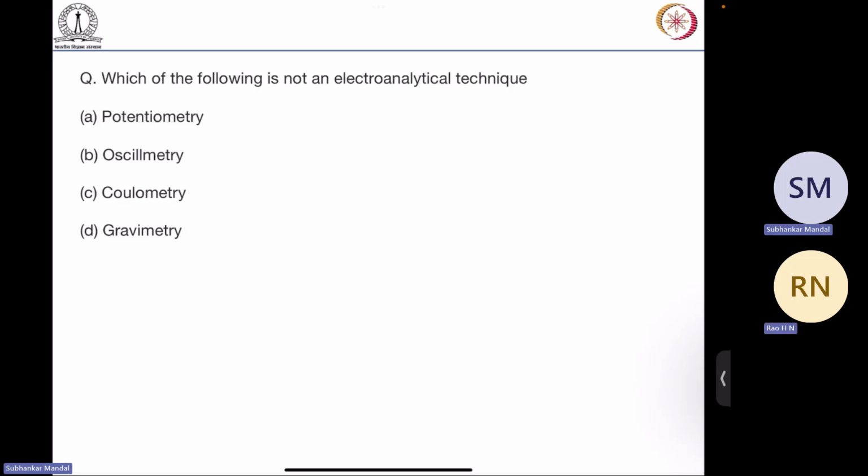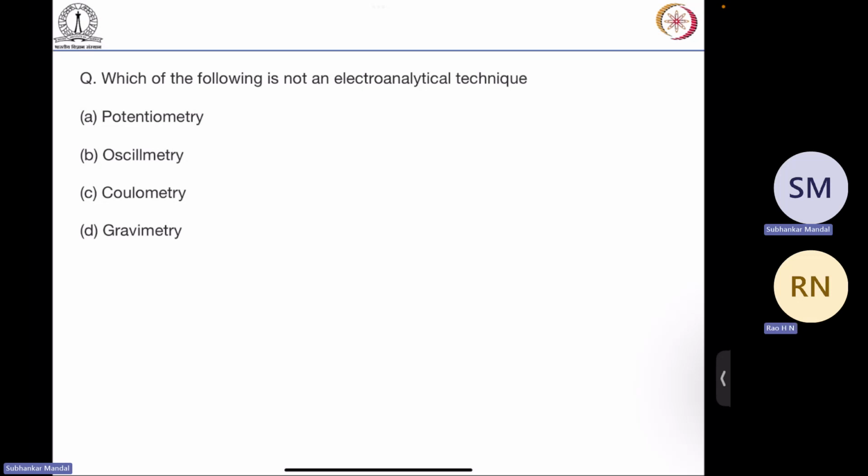So I think these are some questions from the previous year. Which of the following is not an electroanalytical technique? Here you can see different types of electroanalytical techniques. The first option is potentiometry, the second is oscillometry, the third is coulometry, and the fourth is gravimetry. I think it is B or C.